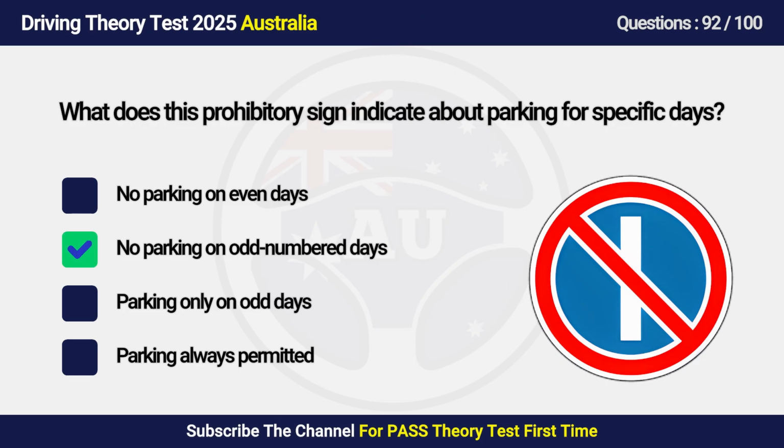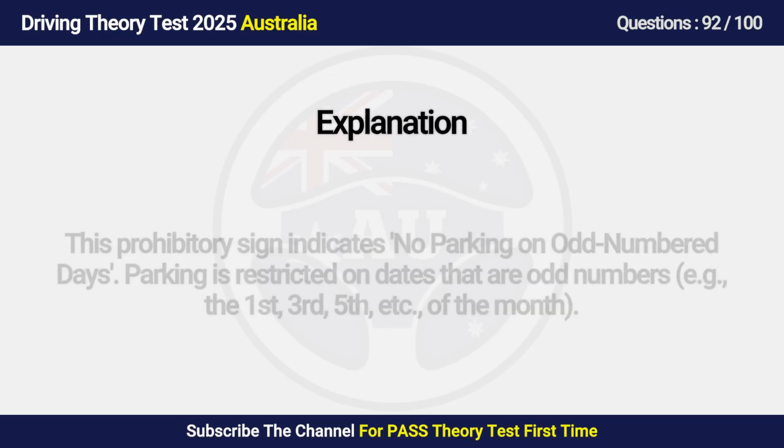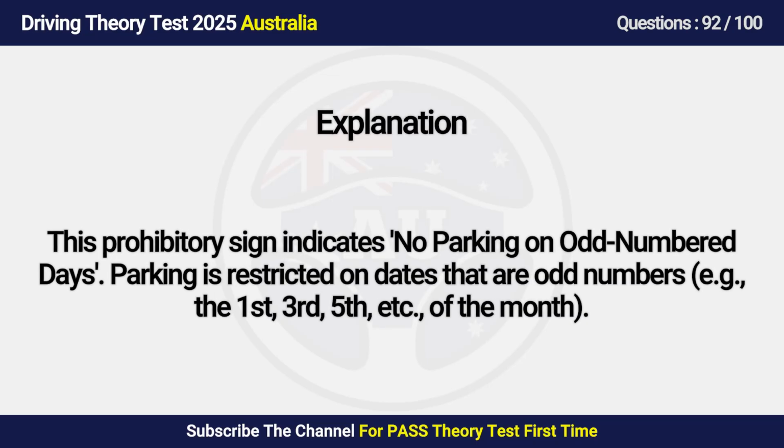Answer is B. No parking on days. This prohibitory sign indicates no parking on days. Parking is restricted on dates that are odd numbers of the month.